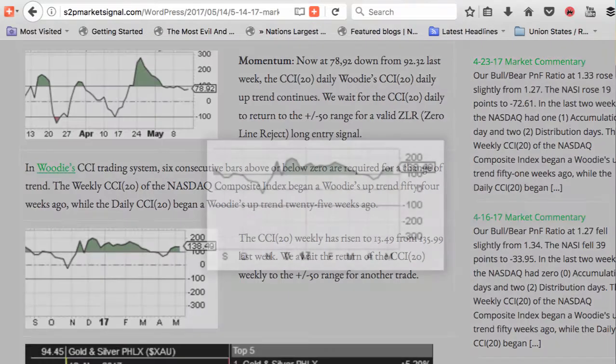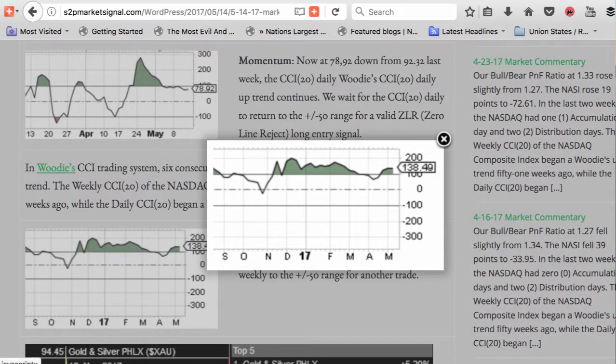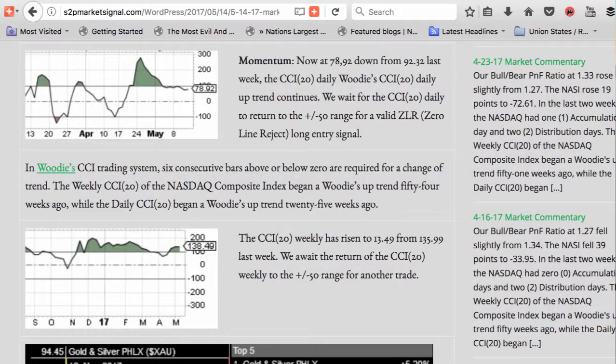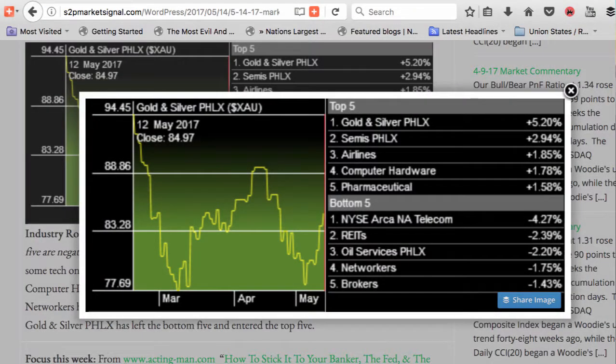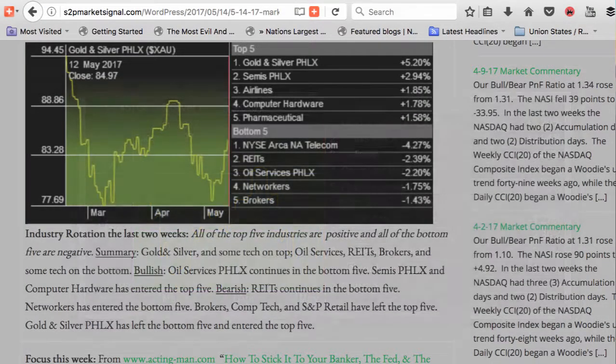The CCI 20 weekly has risen to a positive 138.49 from 135.99 last week. We await the return of the CCI 20 weekly to the plus or minus 50 range for another potential trade. Industry rotation, the last 2 weeks.